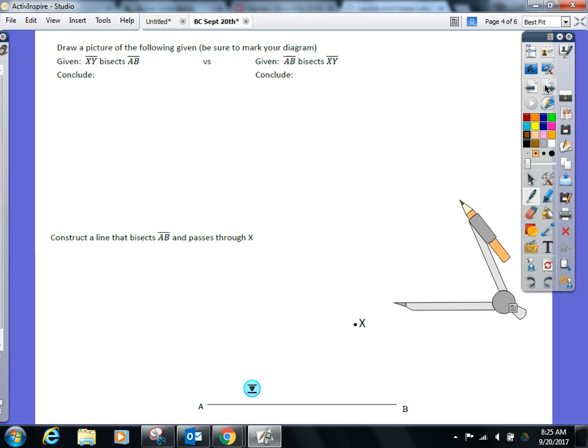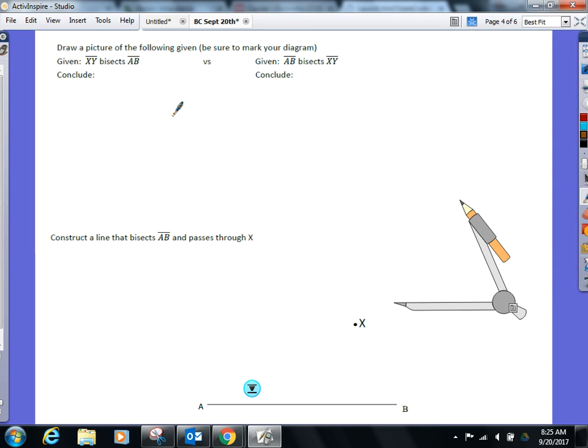Okay, draw a picture for the following. Be sure to mark your diagram. XY bisects AB. Does it say perpendicular? Does it say perpendicular at all? No. So it doesn't have to be perpendicular, but XY does have to do what to AB? Cut it in half. Let's see if you can draw it on your own. So you got two segments, XY and AB. XY is cutting AB in half. So let me see if you can draw the correct diagram and put the correct markings on.